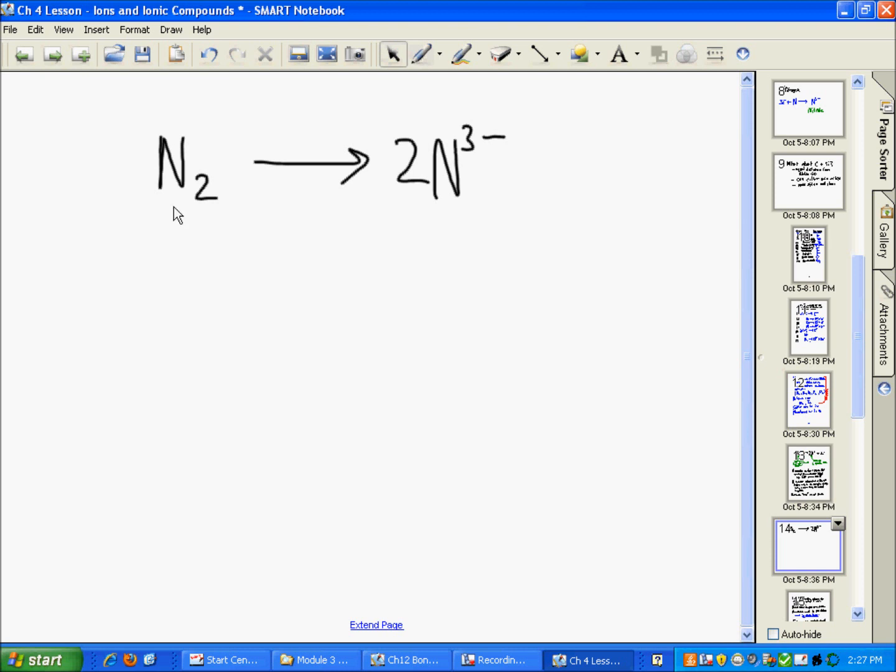On the left side we have 0 charge. On the right side, each nitride ion has a 3- charge, and we have 2 of them. That means we have a total of 6 negative charges on the right. 2 times 3 is 6 negative charges. That means we'll have to have 6 negative charges on the left, and we'll need to add 6 electrons.